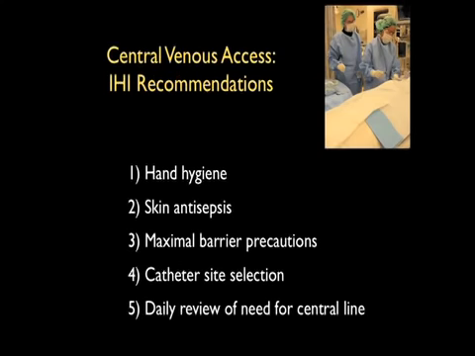The Institute for Healthcare Improvement, or IHI, recommendations for central venous access include 5 major initiatives. The first is increasing attention to hand hygiene. Number 2, adequate skin antisepsis. Number 3, maximal barrier precautions. Number 4, catheter site selection, and number 5, daily review of the need for a central line.